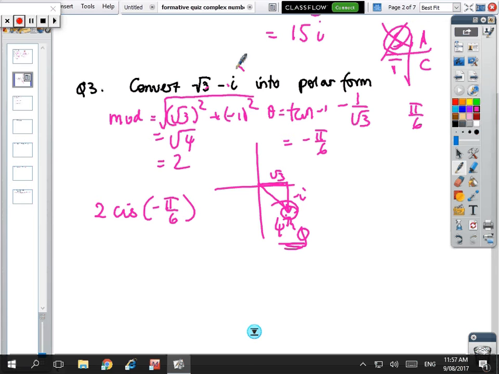So the trick is you've got to sketch it so you know what quadrant, because it could have been in the 2nd quadrant, but it wasn't. It was in the 4th quadrant, and the 4th quadrant is the same as the -1st quadrant, because our arguments must be between minus pi and positive pi.